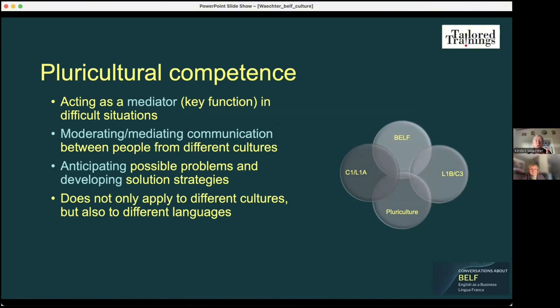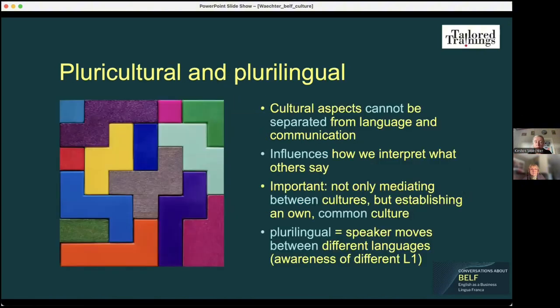And the CFR didn't just call it pluricultural, they also call it plurilingual, because by now we are very much aware of the role the different languages that we speak have in our use of English. So this is something you can see here. To sum this up, I would say cultural aspects can never be separated from language and communication because it influences how we interpret things that are said, but also how others do this. And it's quite important that we don't just mediate between cultures, but build our own common culture in which we actually speak BELF. And the plurilingual way would be that the speaker is also able to move between different languages. They are aware of these different L1s that we have, and that might also help to create this kind of successful BELF environment.